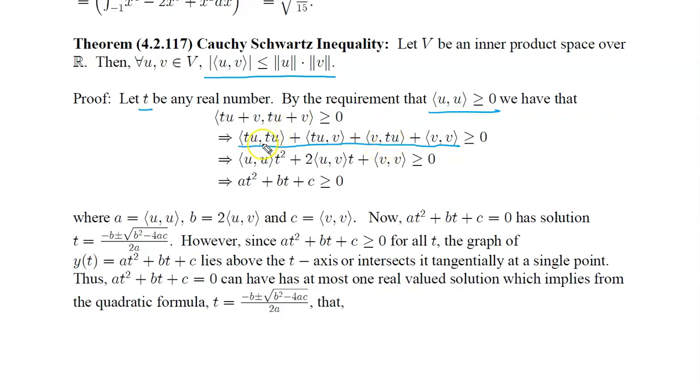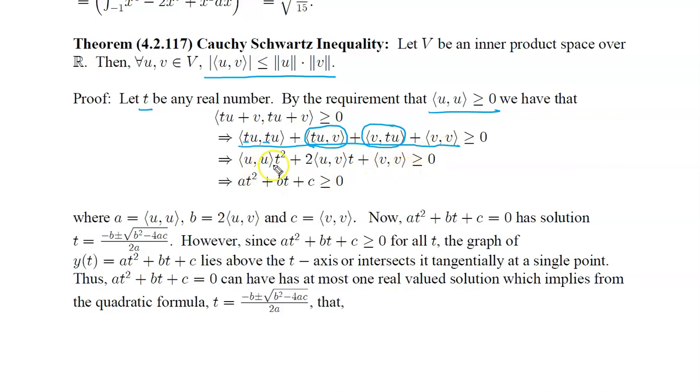Now what we can do is pull the t out from here and here, and we'll get two t's on the outside, so that'll be t squared right here. So we get the inner product of u with itself times t squared, plus we actually have two of these right here. So if we move the t out in both of them, we'll have 2t times the inner product of u with v, plus, and then we have this inner product of v with v right here.